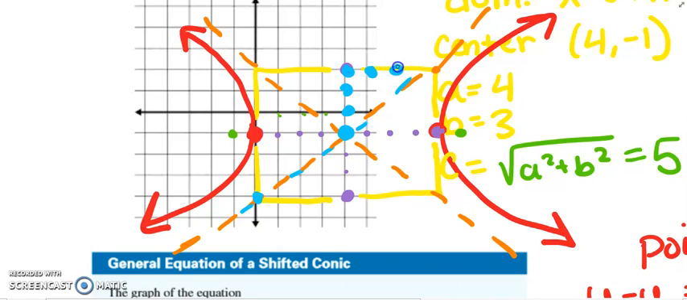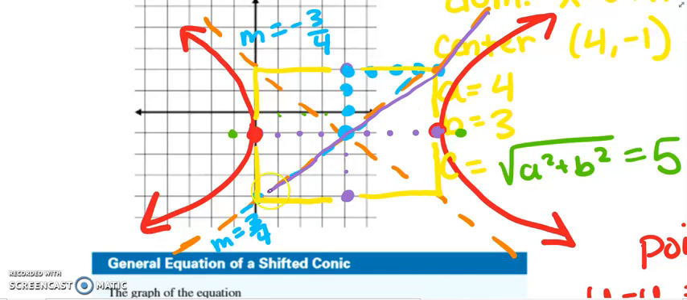Oh, look, we rose 3 and ran 4. That was that b over a. So slope for this is 3/4. What's it going to be for the other one? Negative 3/4.